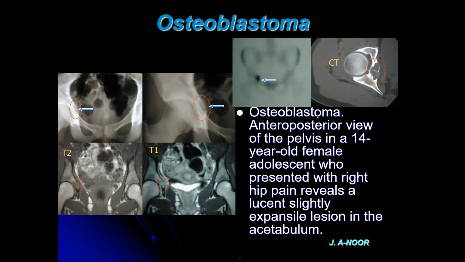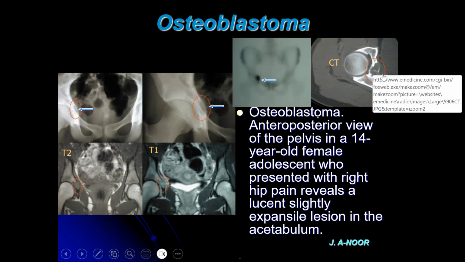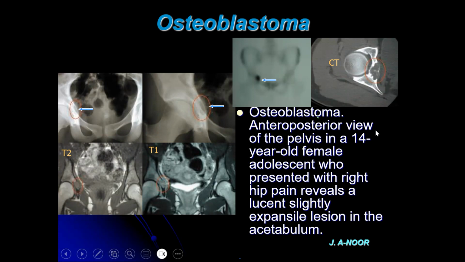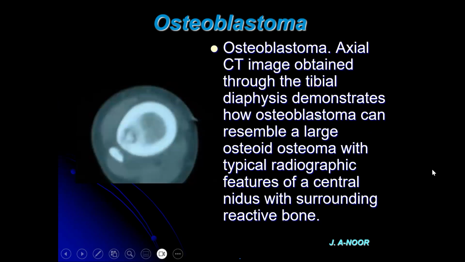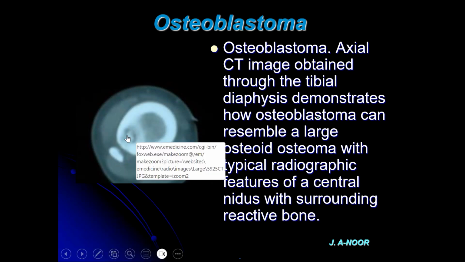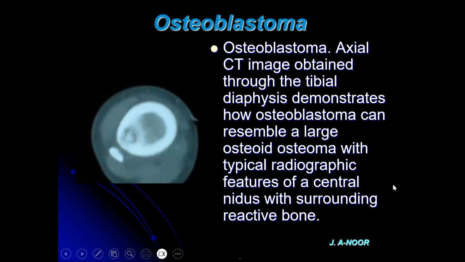Likewise, these are cases, anterior posterior view of the pelvis. You have to think that it can occur in any region. Look over here. It's localized in the quadrilateral plate of the acetabulum. So you have to think of it. Think that this could be an osteoblastoma. Here, the axial CT image obtained through the tibial diaphysis demonstrates how osteoblastoma can resemble a large osteoid osteoma with typical radiographic features of a central nidus with surrounding reactive bone. You see the zone of sclerosis. You see the nidus right over here. So you have to keep this in mind.